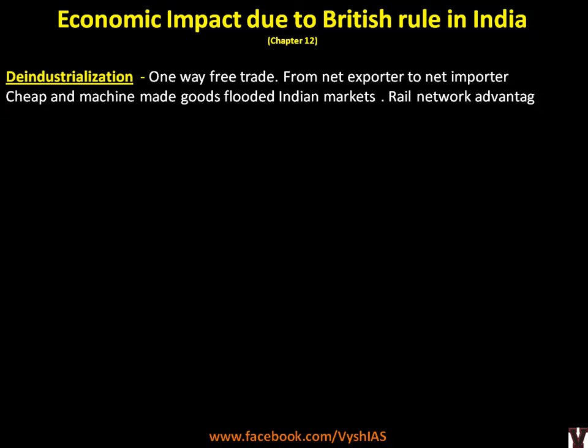Instead, raw materials from here would go there, and then they would send machine-made goods, because the industrial revolution was at its peak in England at that time. They would send those goods to the Indian market, so they forced Indians to buy goods which they could actually produce themselves. The railway network was an added advantage.